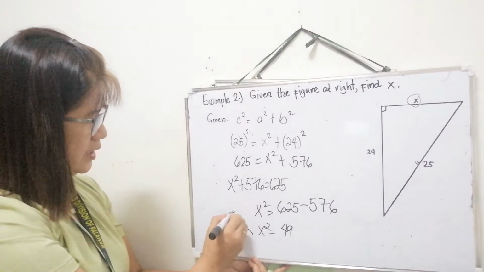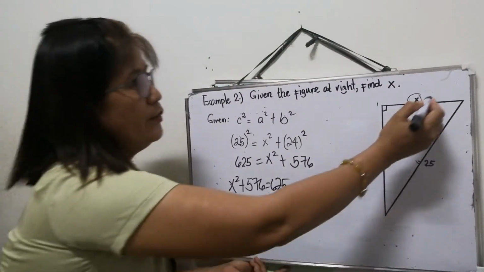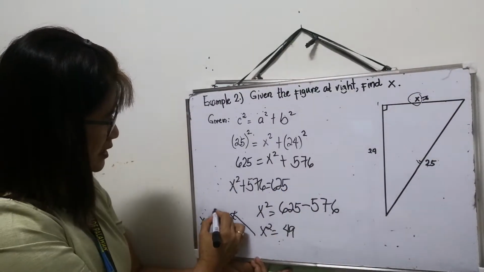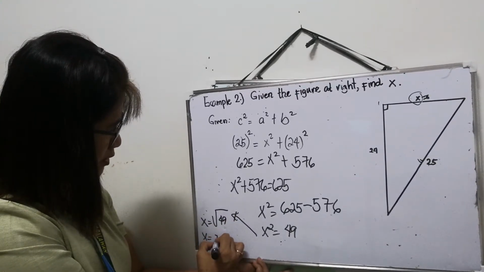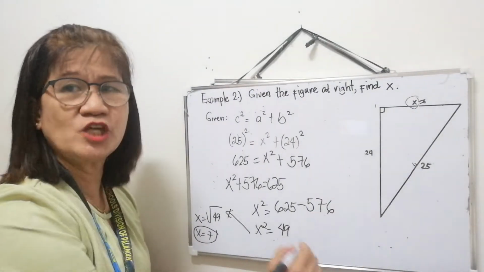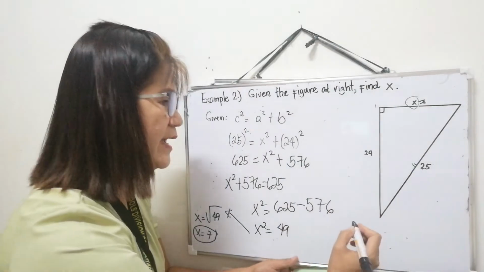So, let's put here, to find X, or our shorter leg, para makuha natin yung measure niyan, you're going to extract the square root of 49. So, X is equal to 7. Okay? So, pwede nyo i-check yung solution or yung sagot nyo kung mag-coincide, no?